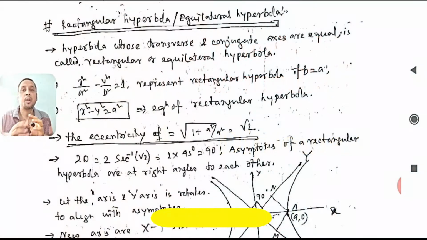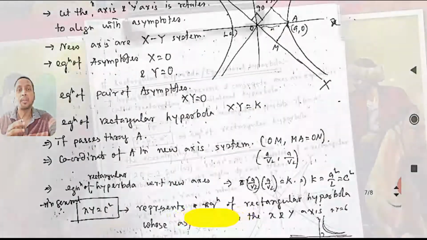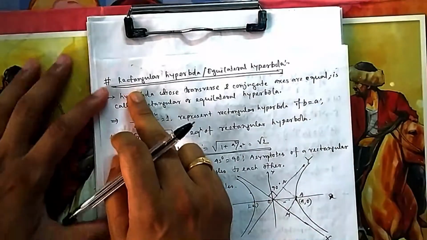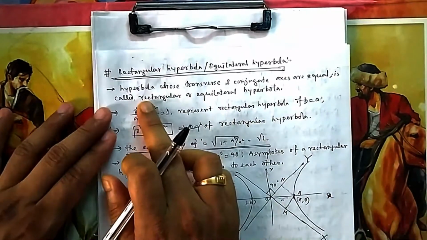Okay students, welcome you all to this new lecture in hyperbola. So today we will see what we mean by rectangular hyperbola or equilateral hyperbola, and we will make some observations from there. So the topic is rectangular hyperbola or equilateral hyperbola. Which one is a rectangular hyperbola or equilateral hyperbola?